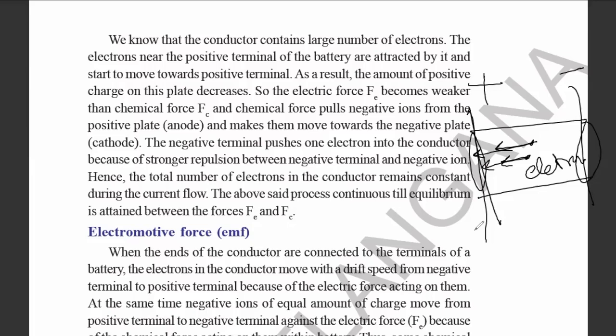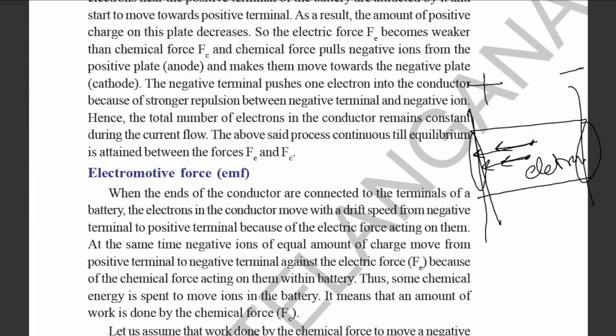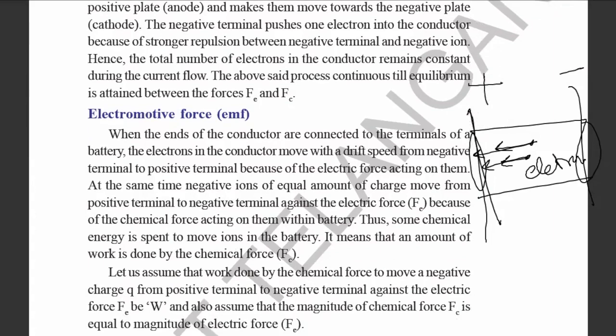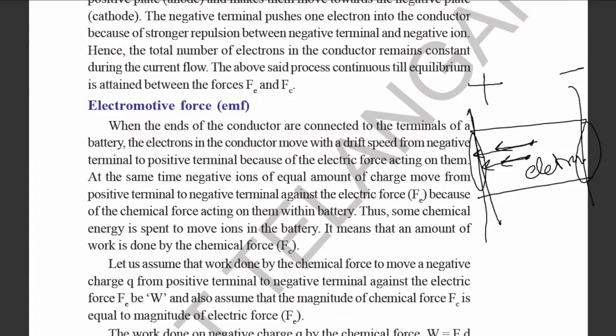with a drift speed from negative terminal to positive terminal because of the electric force acting on them. At the same time, negative ions of equal amount of charge move from positive terminal to negative terminal against the electric force because of the chemical force. Here some chemical energy is spent to move ions in the battery. It means an amount of work is done by the chemical force. Let us assume that the work done by the chemical force to move the negative charge Q from positive terminal to negative terminal against the electric field is W.